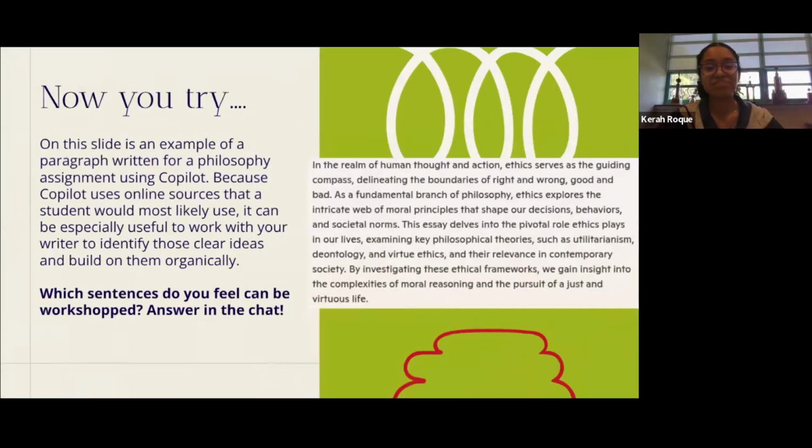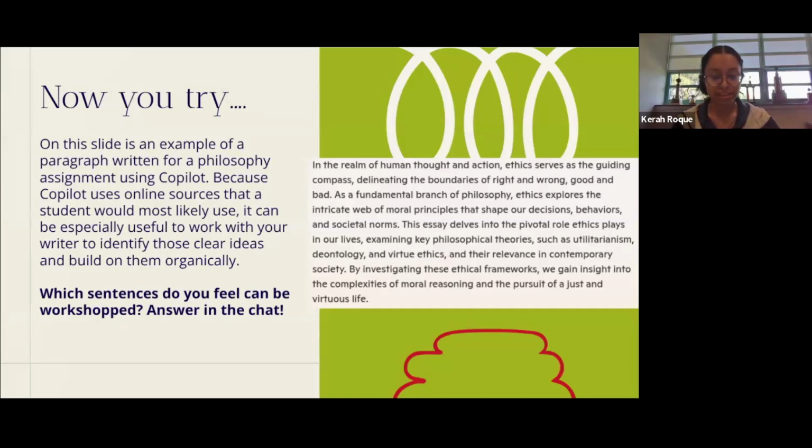Now you try. On this slide, we see an example of a paragraph written for a philosophy assignment using Microsoft Copilot. Because Copilot uses online sources that a student would most likely use, it can be especially useful to work with your writer to identify those clear ideas and build on them organically, because it is very likely you can then work with your writer to find these sources and build on them after synthesizing them and understanding the information they are presenting.